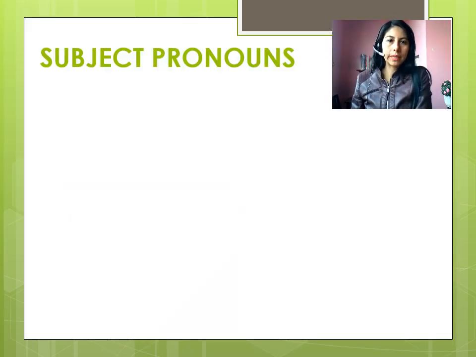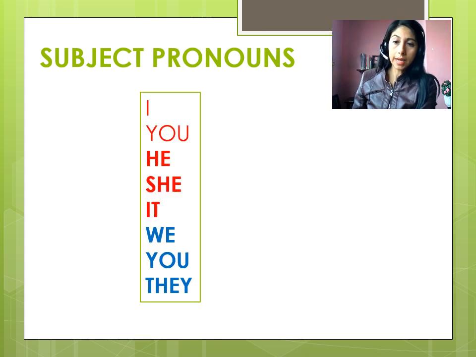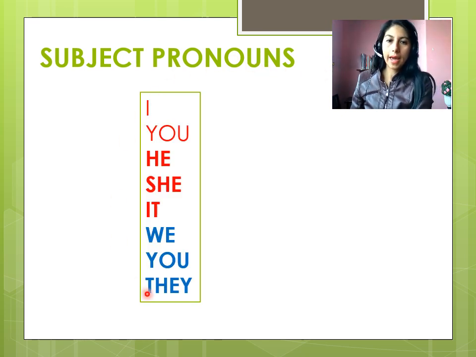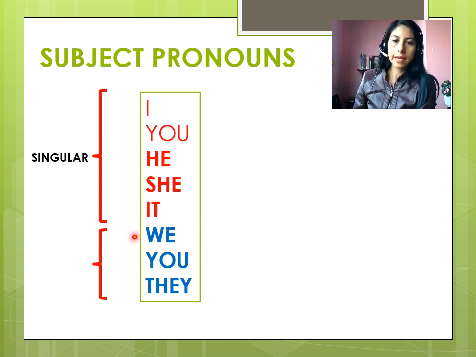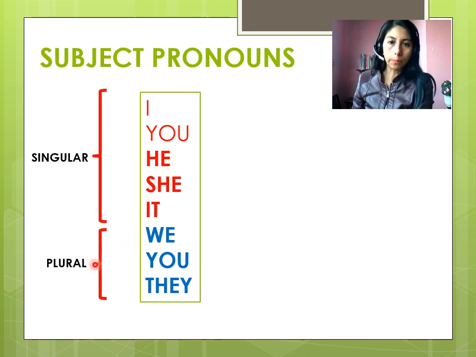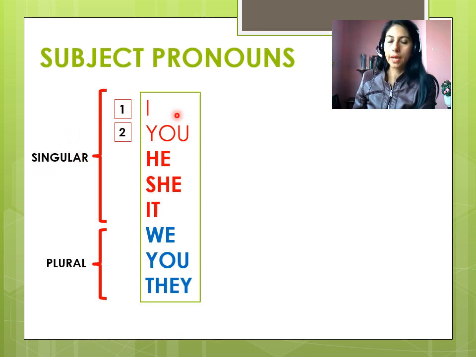Today we will talk about the subject pronouns. In English language we have 8 subject pronouns. 5 of them, as you can see here in red color, they are in the singular form and the rest, these 3 in blue color, they are in the plural form. The first subject pronoun in singular is I. The second is you. The third, here we have 3 subject pronouns, he, she, and it.